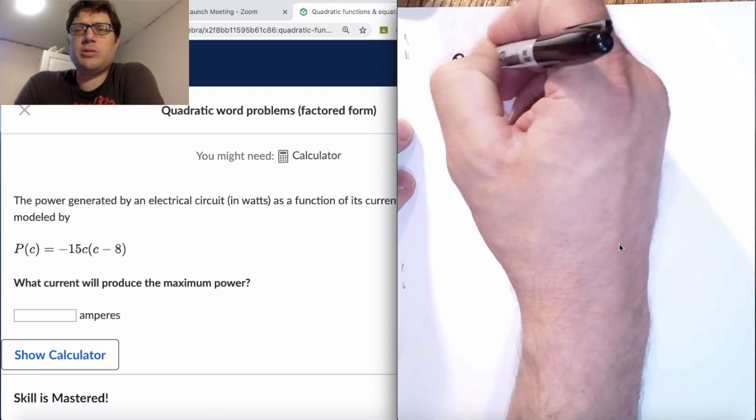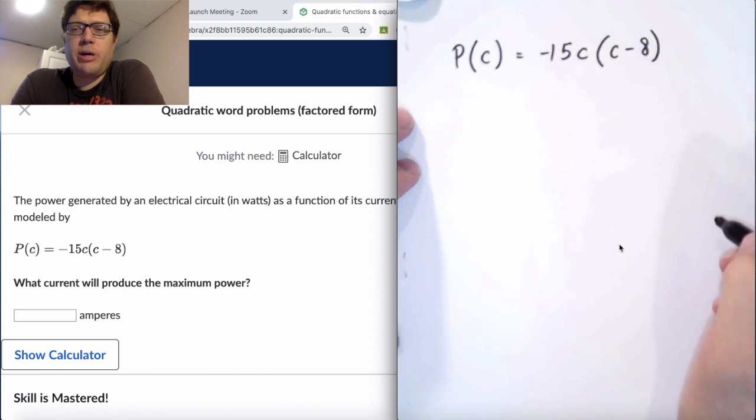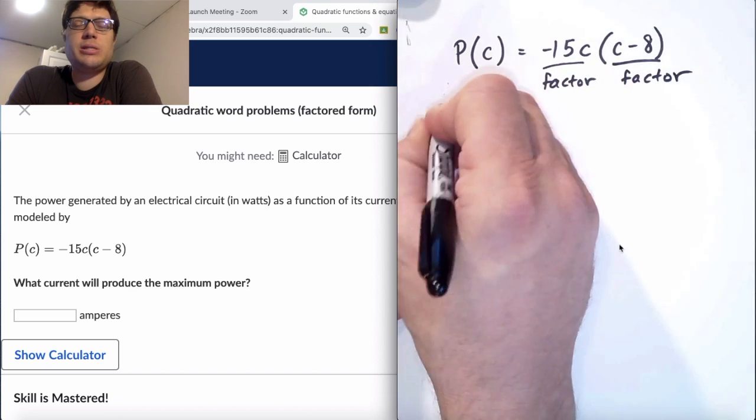The first problem that I'm solving says the power generated by an electrical circuit as a function of its current is modeled by the formula P of C equals negative 15C times C minus 8.